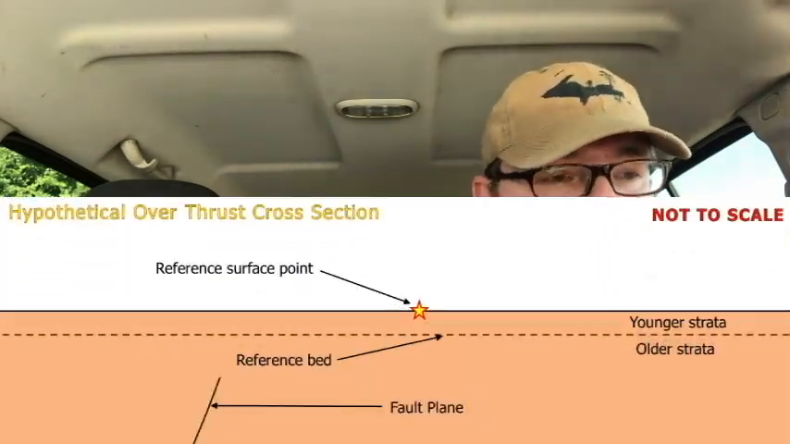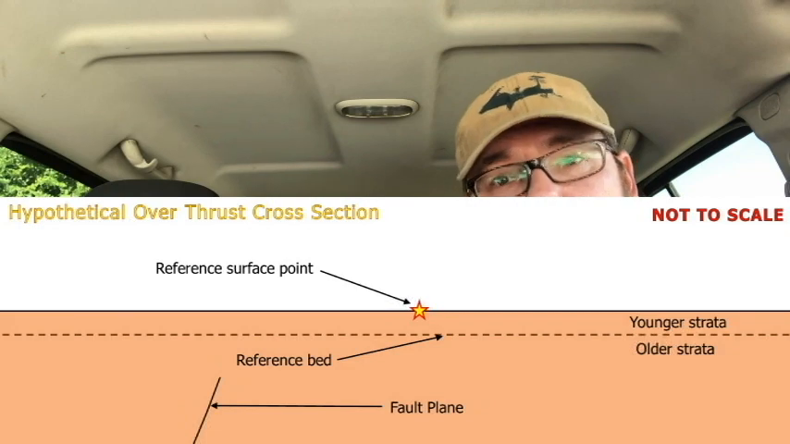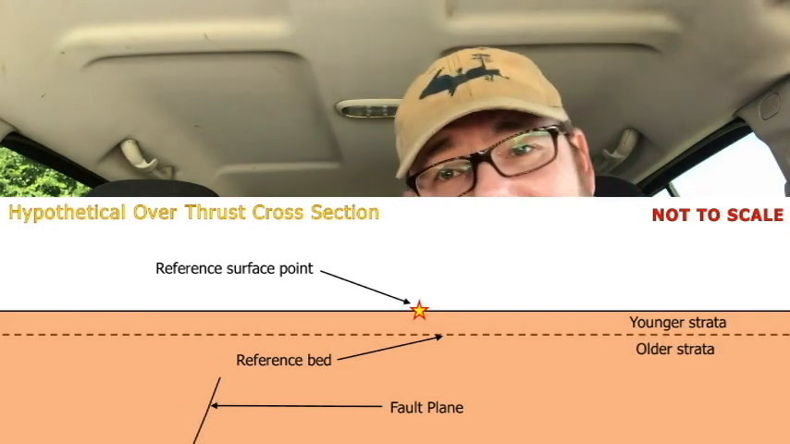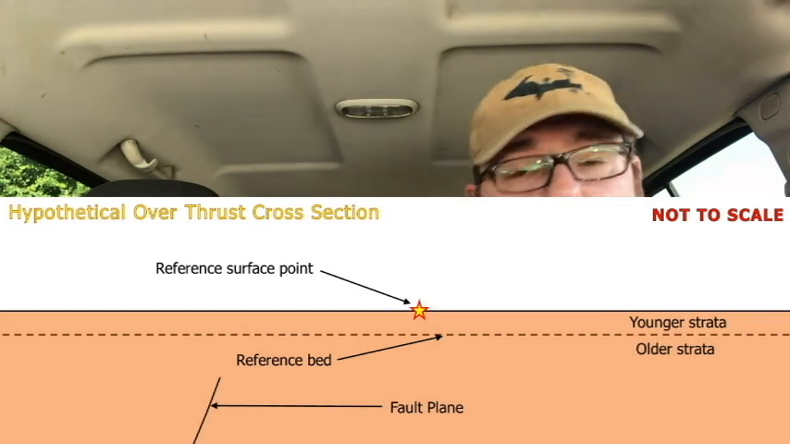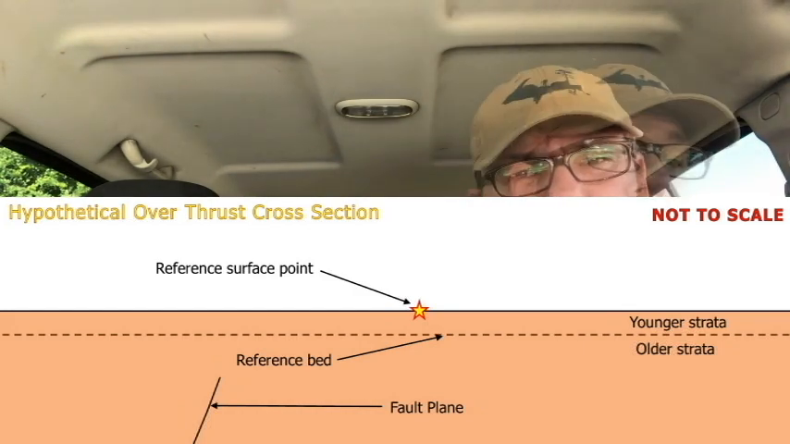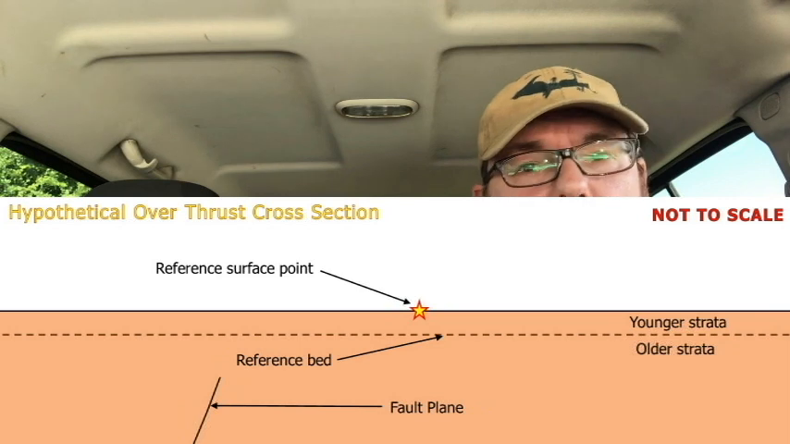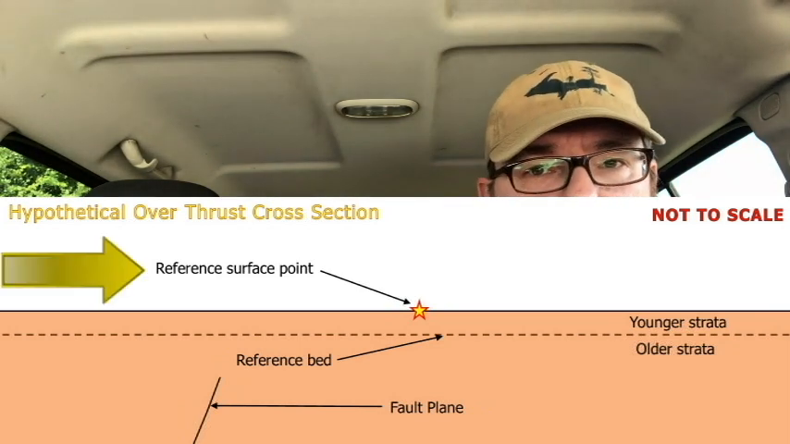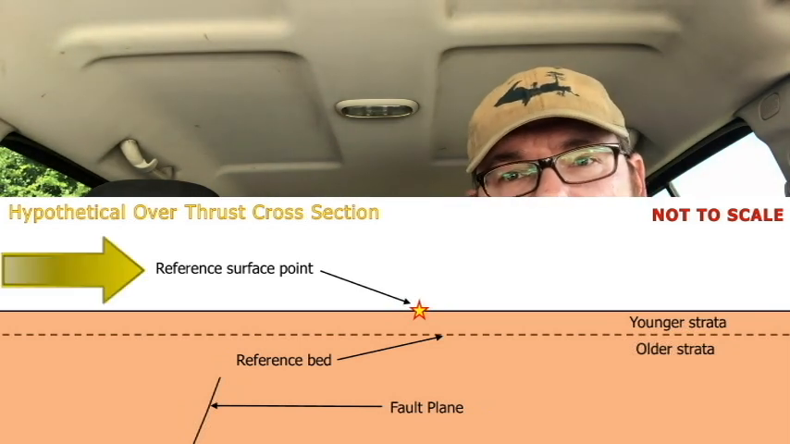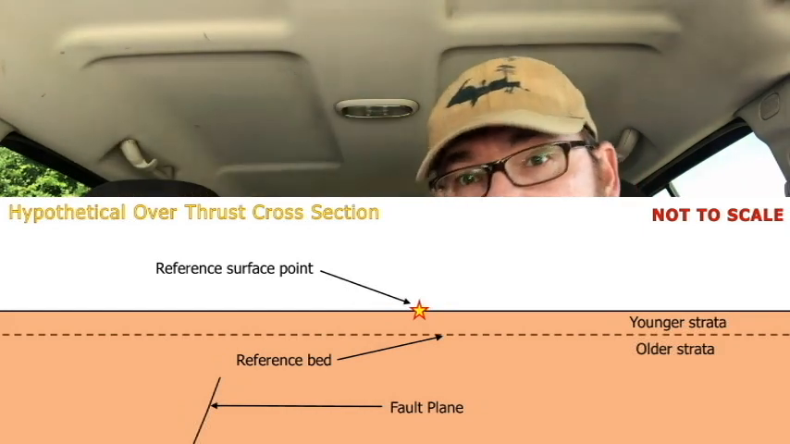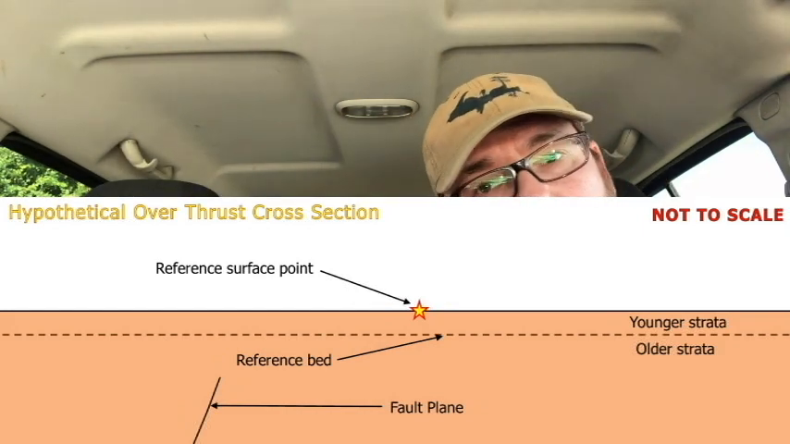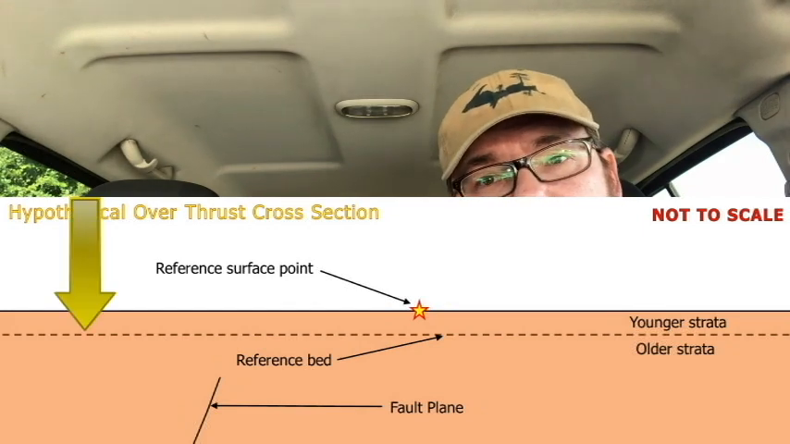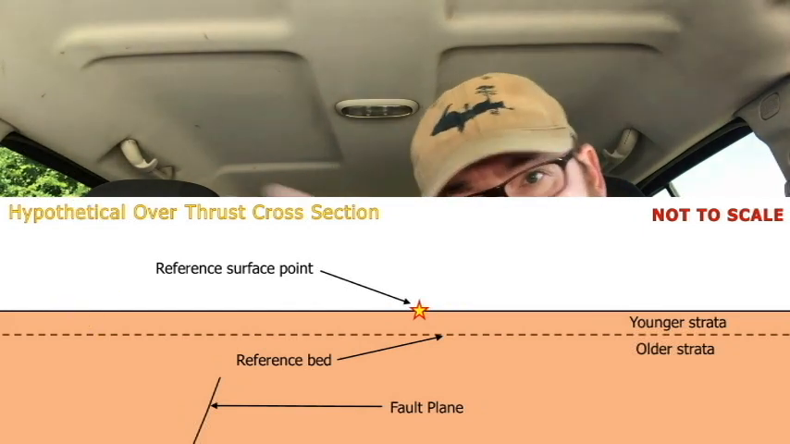But here's how a thrust forms. What you're seeing here is a hypothetical cross section. This isn't an example of anything in particular. It's not to scale. It's just to demonstrate and illustrate a concept. So in this cross section, you have a reference point. That's just a stationary point on the surface that's going to move as this thing develops. Here, I've tried to get this as simple as possible. Here you have this dash line. That's going to represent a marker bed or reference bed.